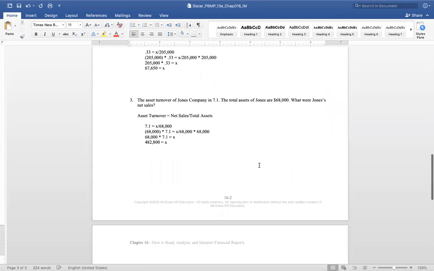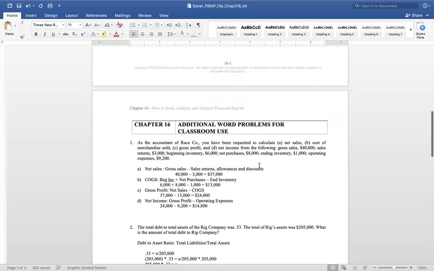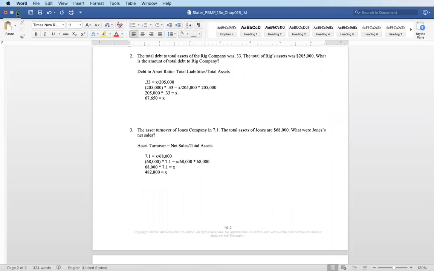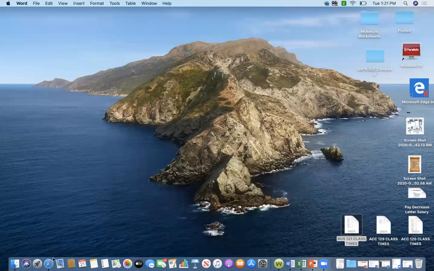So that is the trend analysis. And you'll get some work on the actual vertical and horizontal analysis in the Excel assignment as well as the homework assignments for this chapter.